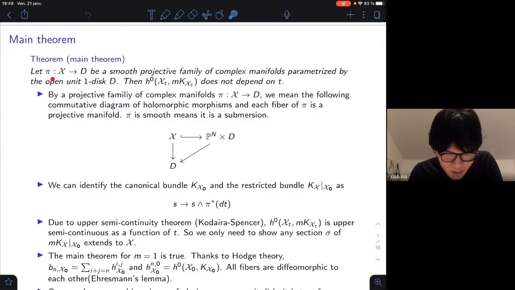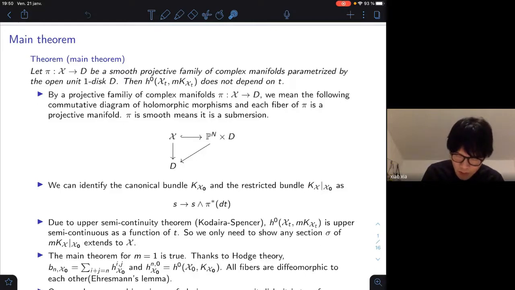This is the main theorem. We start with a smooth projective family of complex manifolds. That actually just means it's a commutative diagram, where each fiber can be chosen to live in a big projective space P^n. Smooth just means that this map pi is a submersion. Because it's a submersion, we can identify the canonical bundle of the central fiber with the restriction of K_X to X_0 by this map. Because pi is a submersion, this gives us an identification of the two bundles.